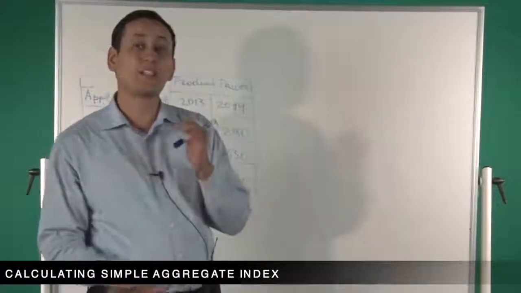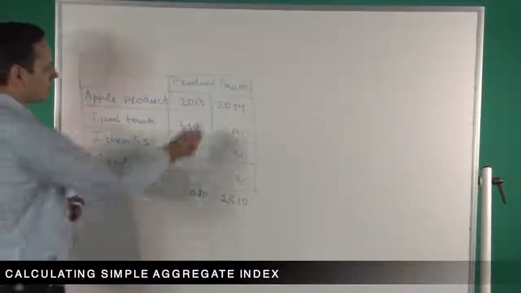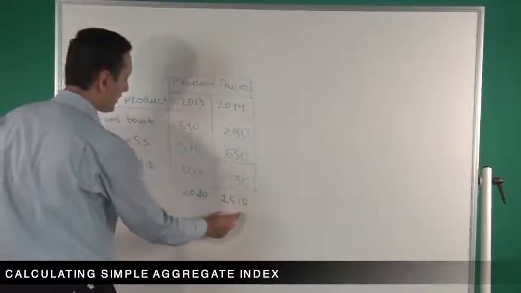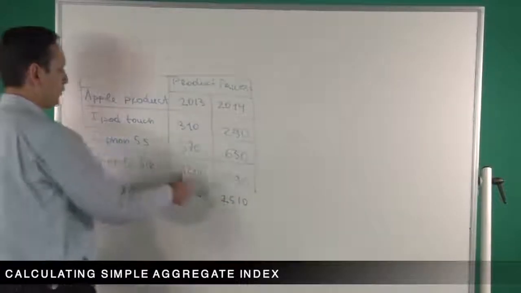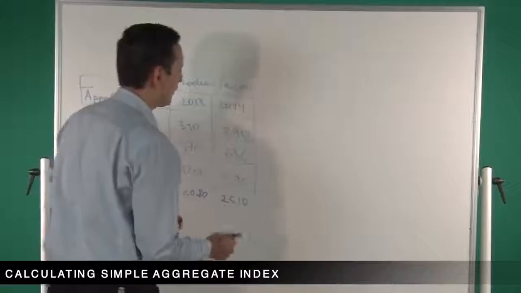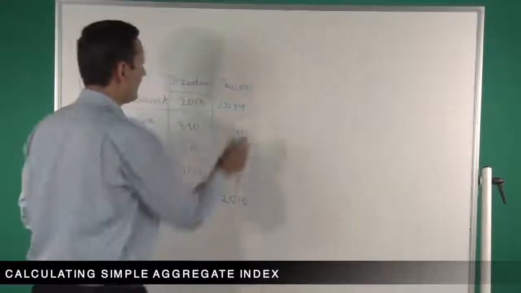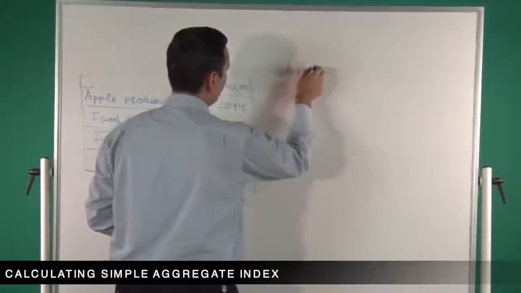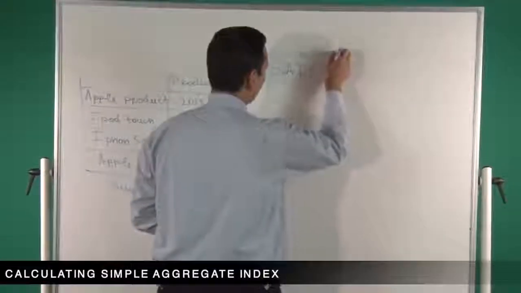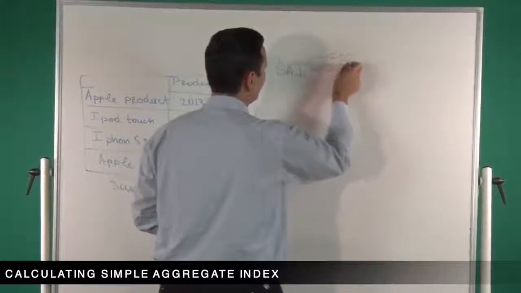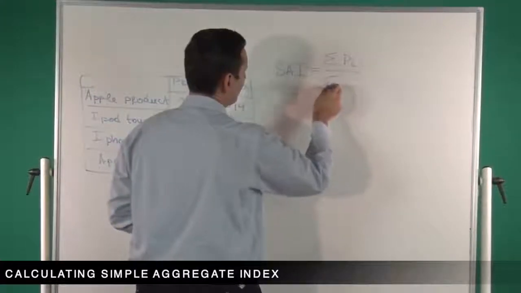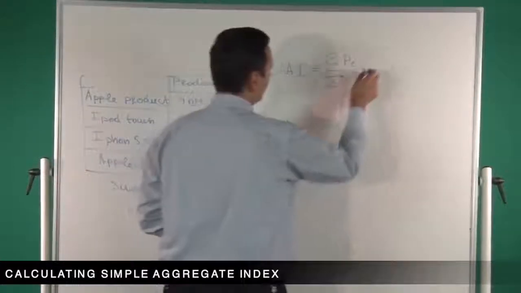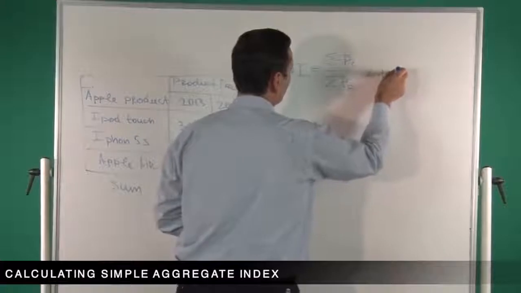Okay, now let's consider simple aggregate index. We simply sum all of these items and get these numbers. Divide the sum of current prices by the sum of the previous prices and multiply by 100. And the formula for this simple aggregate index is going to look like sum of PC, which is the current price, and sum of PO, which is the initial price, divided by 100.